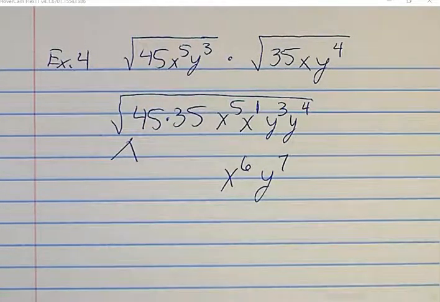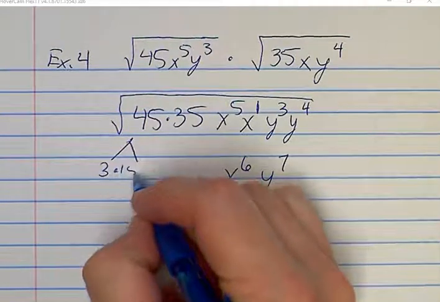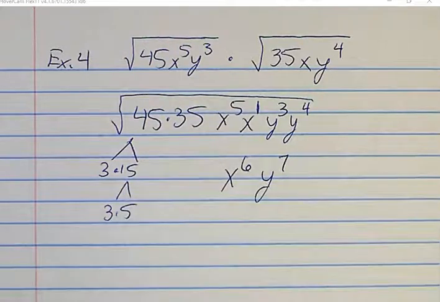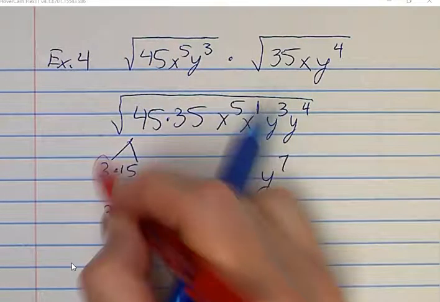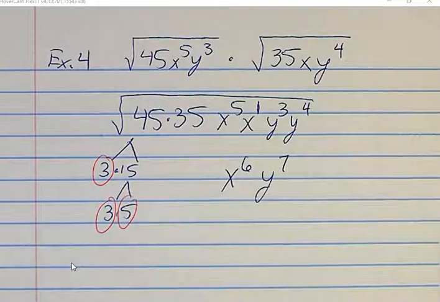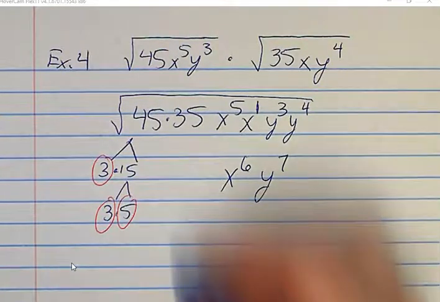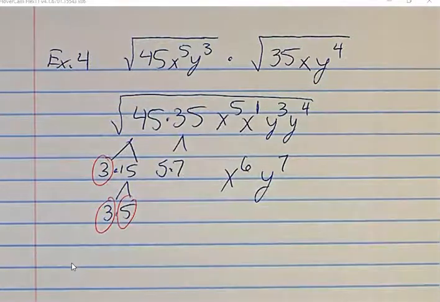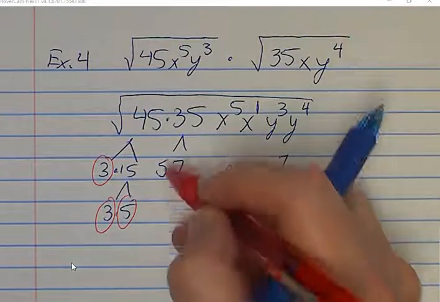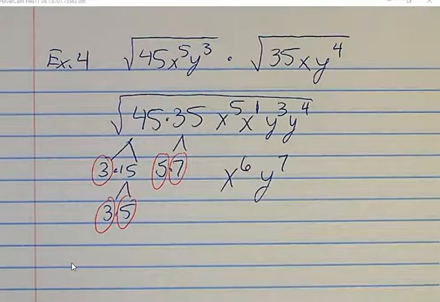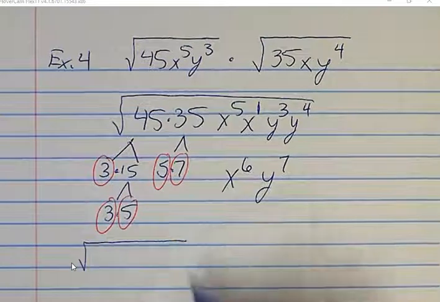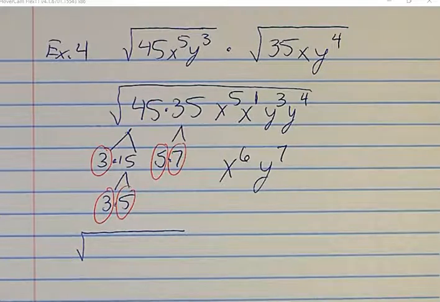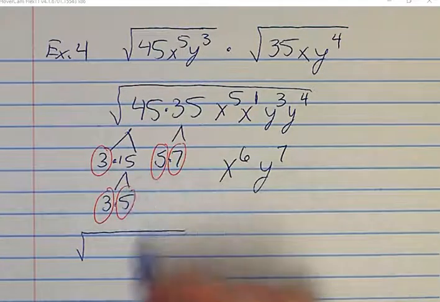45. You can do 5 times 9. You can do 3 times 15. Doesn't matter. Just start breaking it down. 15 would be 3 times 5. Okay, so with 45, we've got 3, 3, and 5. 35. It's 5 times 7, and that's as far as it goes, right? Because 5 and 7 are both prime. So that would be it. Okay, so for that part, we've got 3, 3, 5, 5, 7.